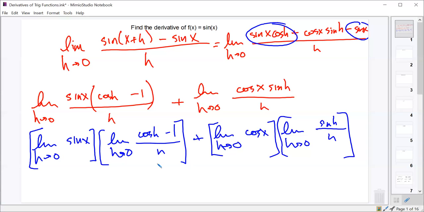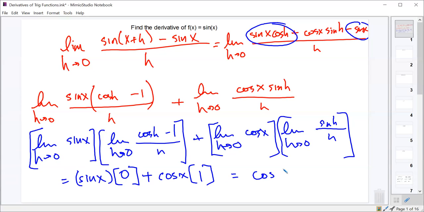And now we'll see why it was so important that we have all these rules memorized, right? The limit as h approaches 0 of sine x is sine x. The limit as h approaches 0 of cosine h minus 1 over h, that's one of our rules. What does that equal? 0. And then plus the limit as h approaches 0 of cosine x is cosine x. And the limit as h approaches 0 of sine h over h is 1. And so what are we left with? Just cosine x. So the derivative of sine is cosine.